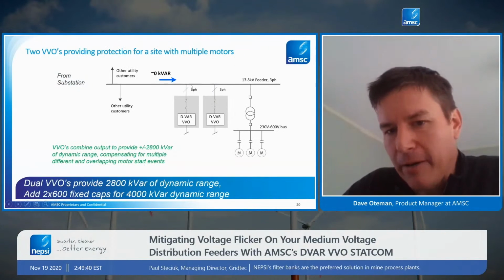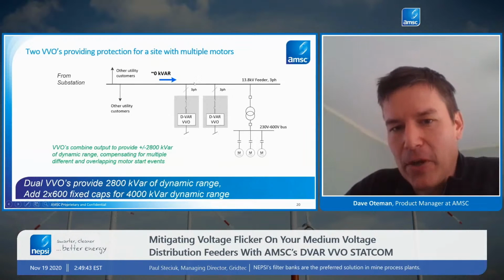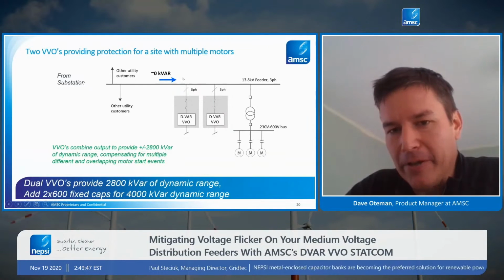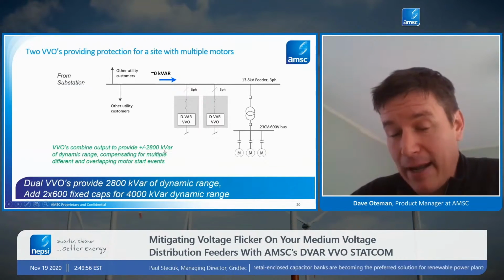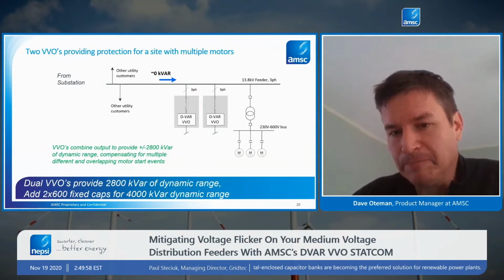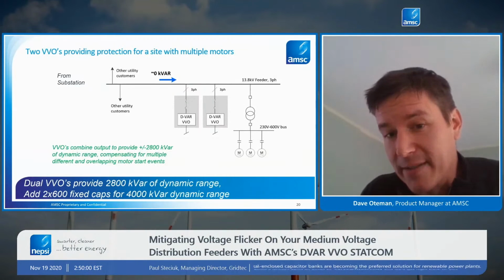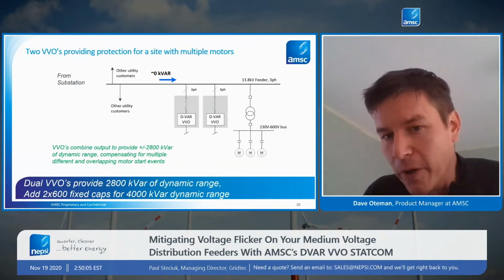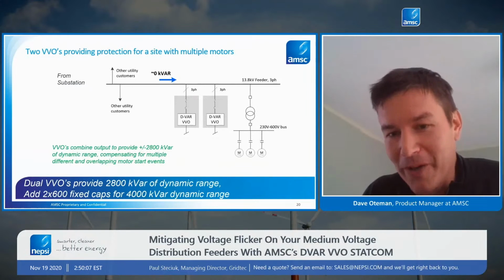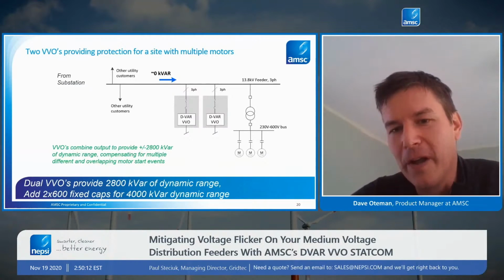Then there's no problem paralleling STATCOMs. So having two STATCOMs near each other, motor culprit load, allows us to extend up to 2800 kVAR readily. And then that same concept of using a hybrid, the basic design rule is to have one 600 kVAR fixed capacitor bank per DVAR VVO.